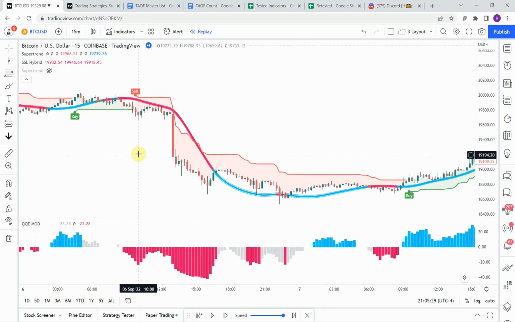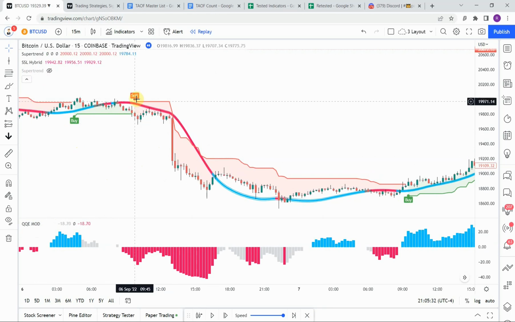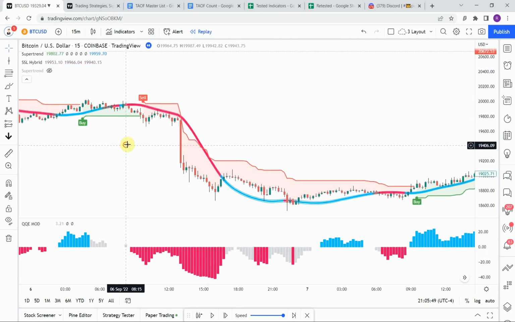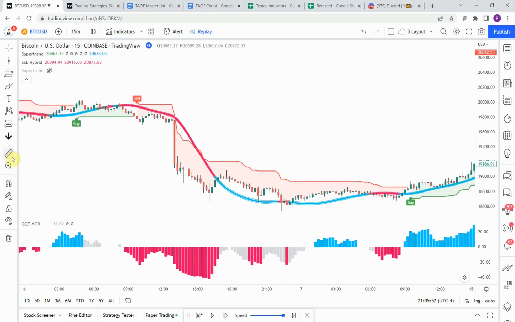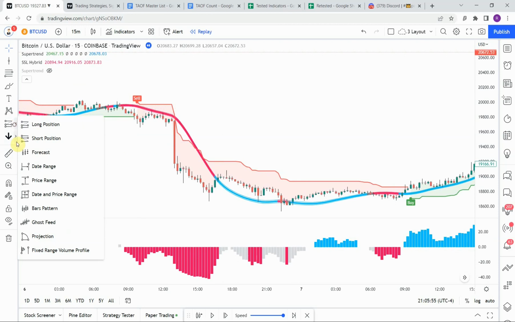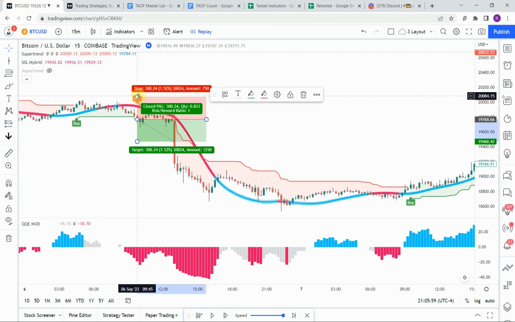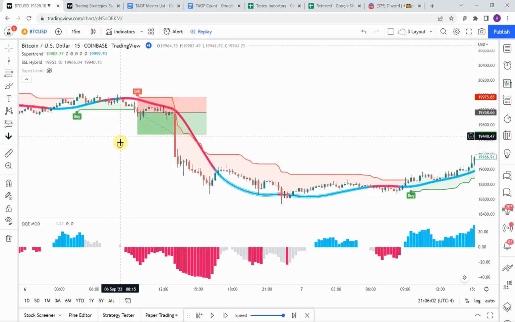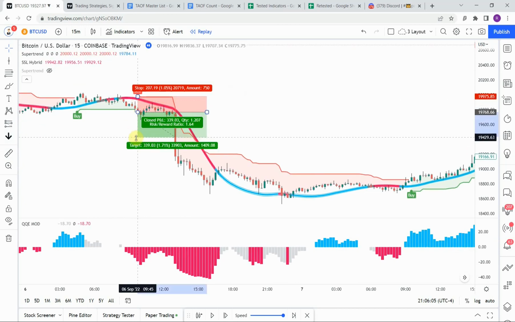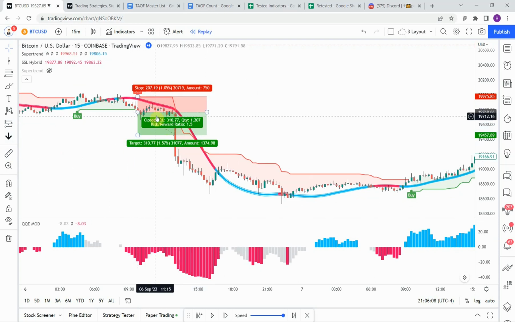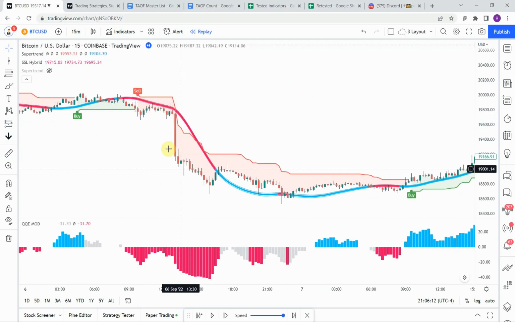And what we did was we would look for the Super Trend to give us a sell or a buy signal. And if the SSL hybrid baseline was in the purple position and the QQE mod was also in the purple position, we would then go short. Here is an example of what we do. Set the stop right above the baseline in a short position, and then we would target a 1 to 1.5 risk reward. And then we would let it play out and see what happens.